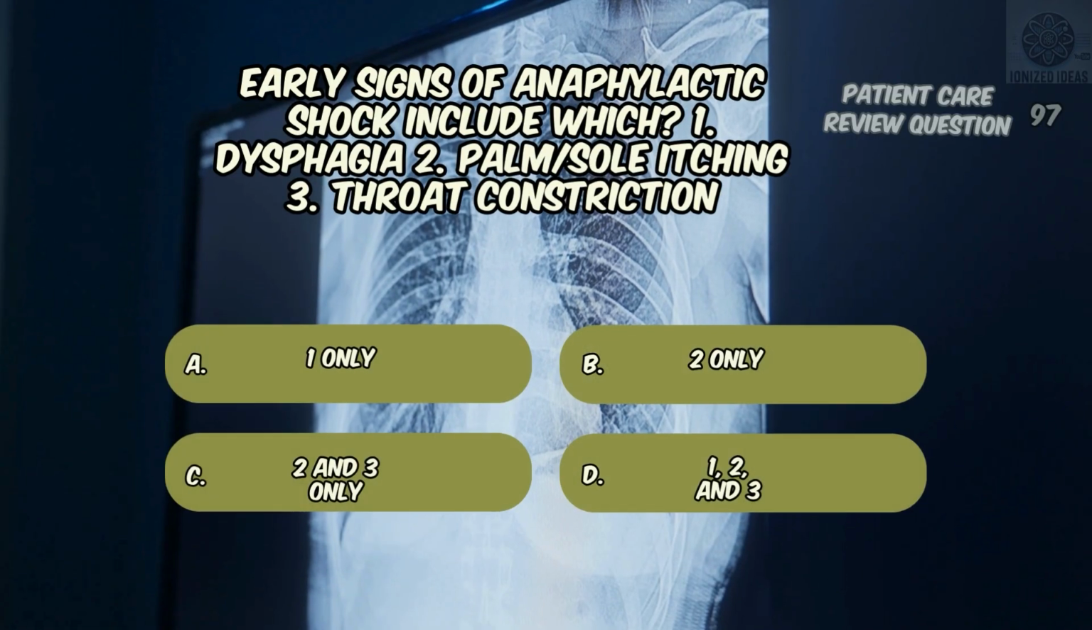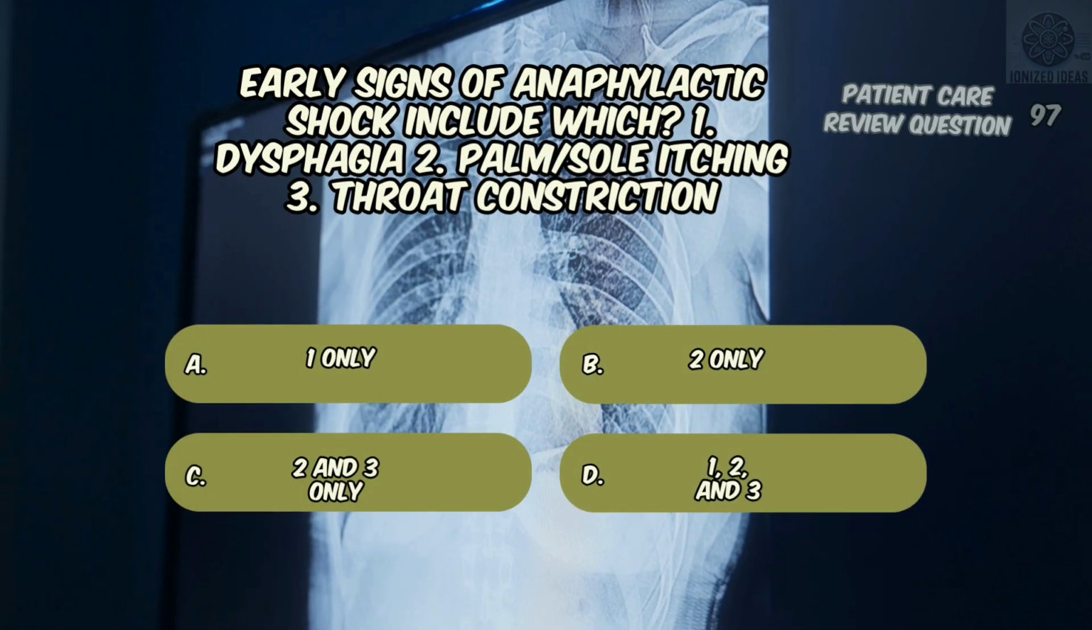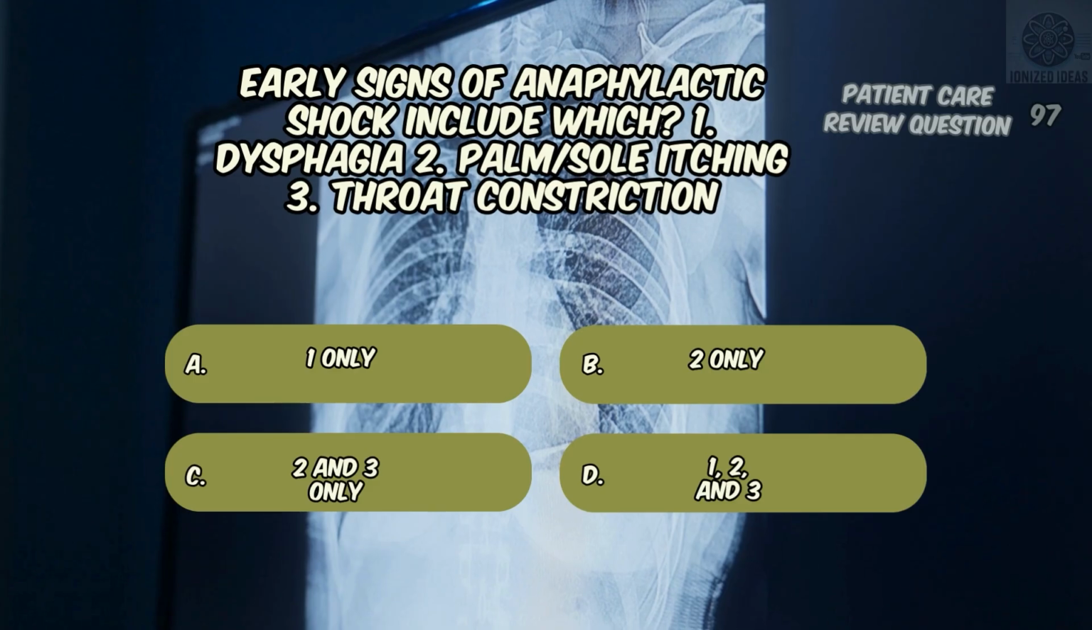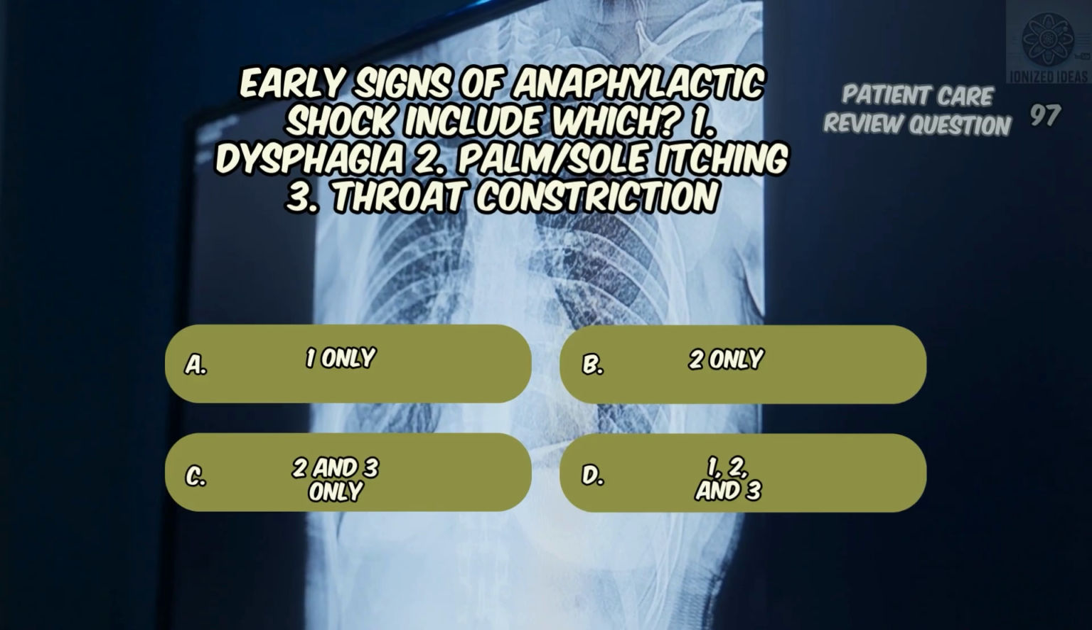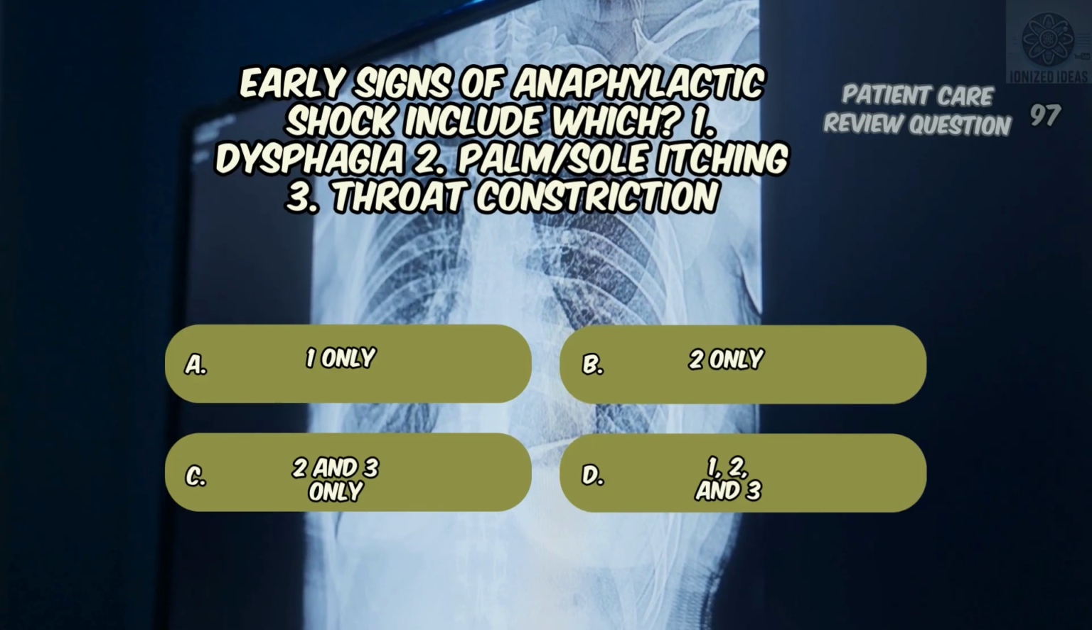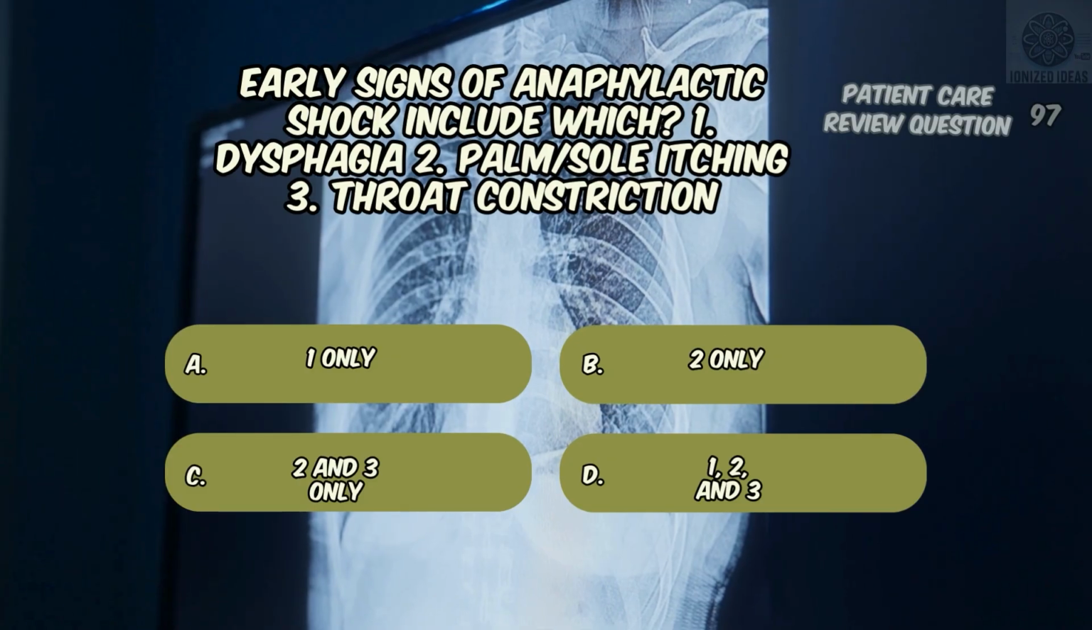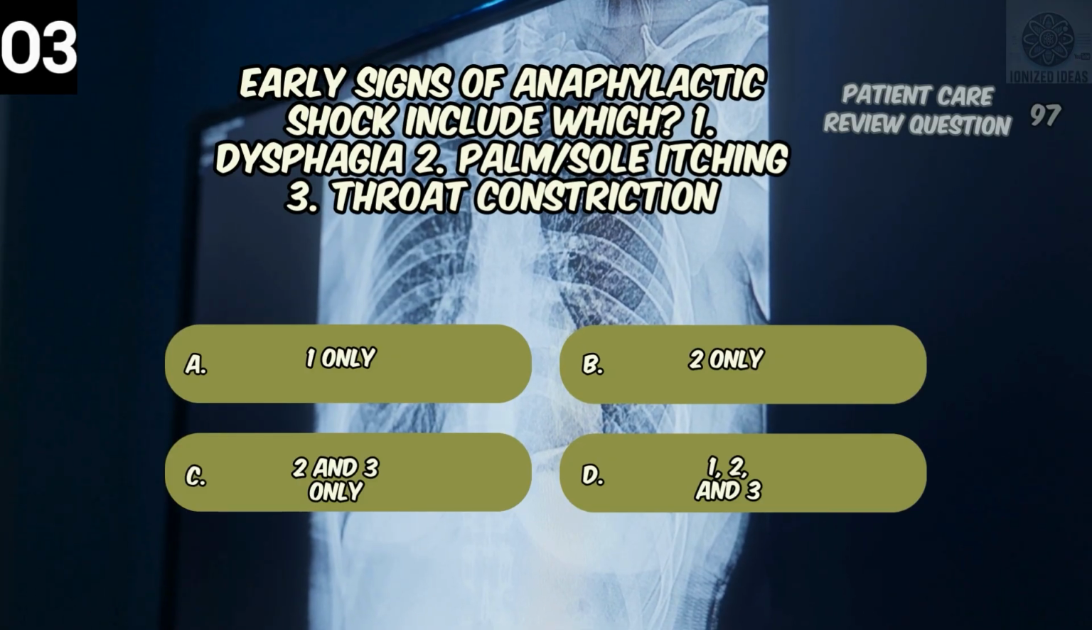Early signs of anaphylactic shock include which? 1. Dysphagia. 2. Palm, sole itching. 3. Throat constriction. A. 1 only. B. 2 only. C. 2 and 3 only. D. 1, 2, and 3.